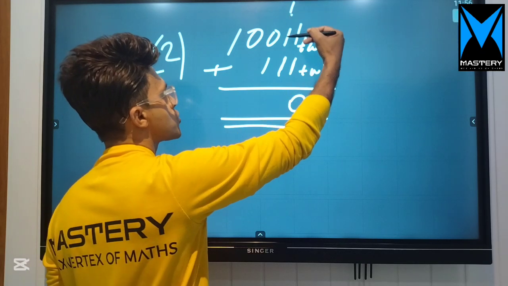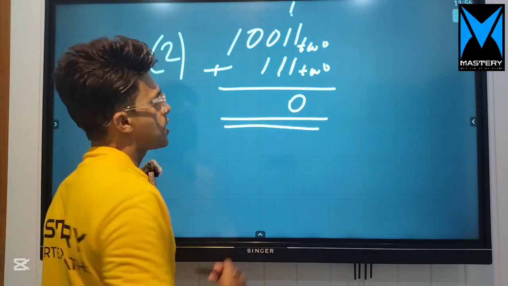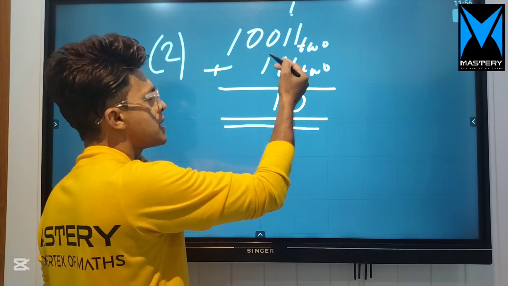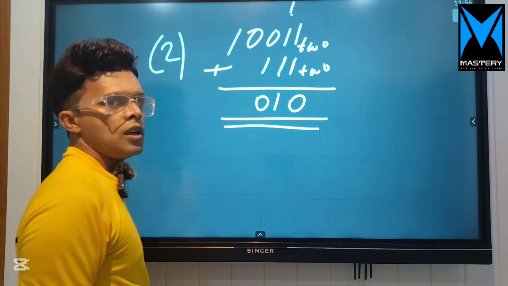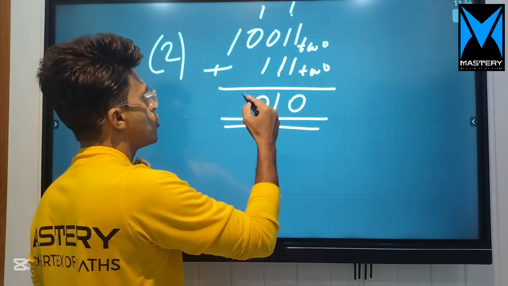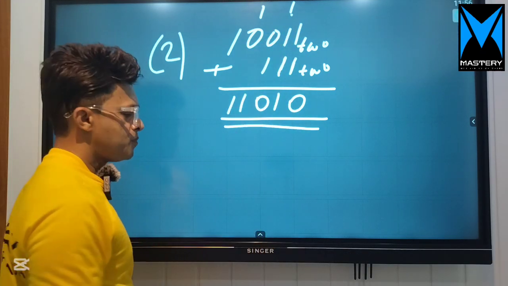Then after that, 1 plus 1 plus 1. 1 plus 1 plus 1 is 11. That remaining 1 can be added here. Then 1 plus 1 is 10. The remainder is 1 here. Then 1 plus 0 gives 1 1 1. This is the answer. Okay.